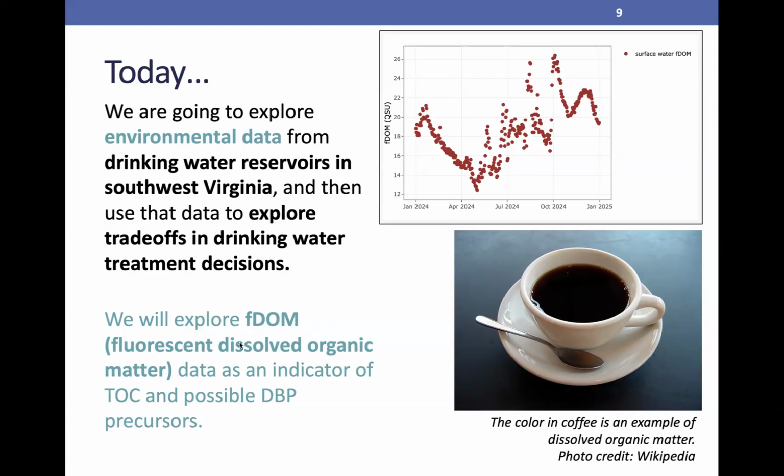FDOM is measured using sensors that transmit light at a particular wavelength through the water and then measure how much light is emitted from the fluorescent organic matter compounds in return. Because it is a form of organic matter, the presence of FDOM can also indicate that DBP precursors are present. Thus, higher FDOM may mean an increased risk of DBP formation during the treatment process.